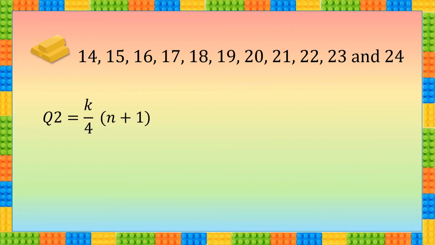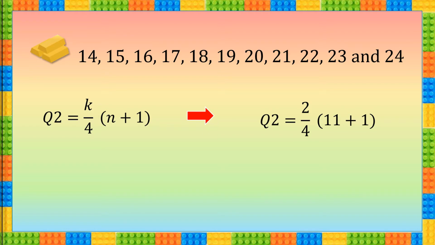For quartile 2, k is 2 and n is 11. K is now 2 because we need to find quartile 2, and n is still 11 because the given data in the dataset is still 11. Substitute and then simplify once more. Did you solve the problem? What is your answer? 6? Correct! We will get 6, or the 6th position. Now, do you know where the 6th position is? Where is it? 19? Correct! The quartile 2 is 19.